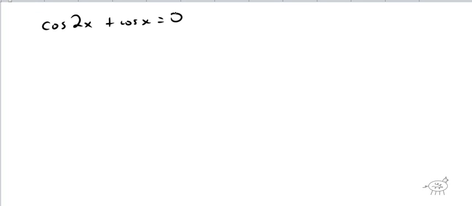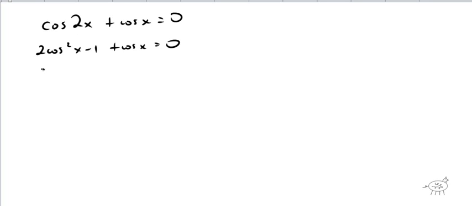Well, again, this is pretty easy. I think we've done something similar to this, right? You got to change that. You can't have the double angles and all the single angles hanging out together. So we're going to do cosine of 2x is 2 cosine squared of x minus 1 plus cosine of x equals 0. Okay, because you need to have it in terms of all cosines.